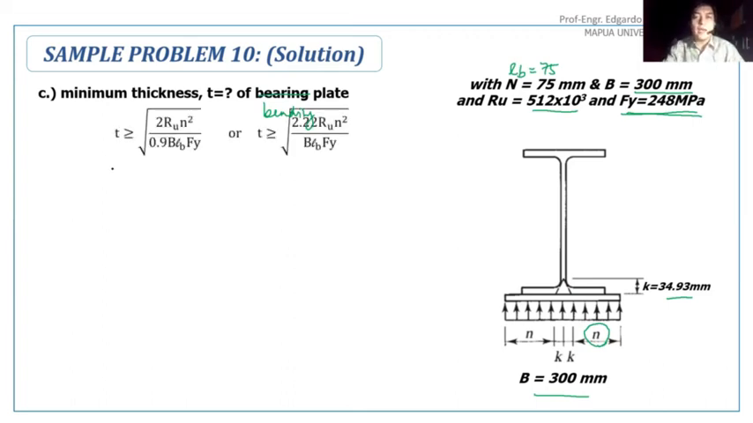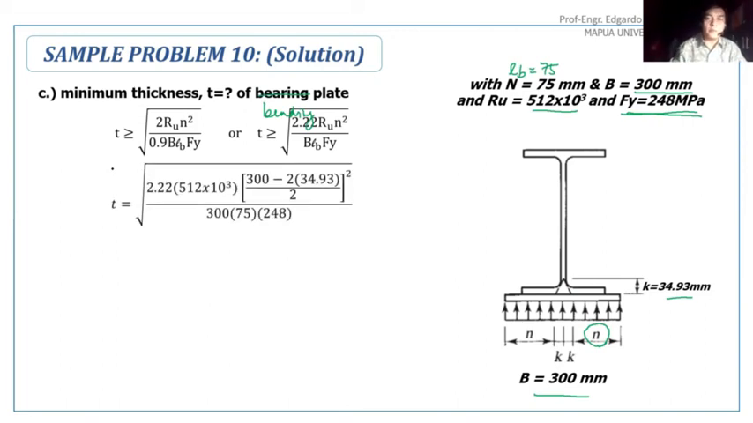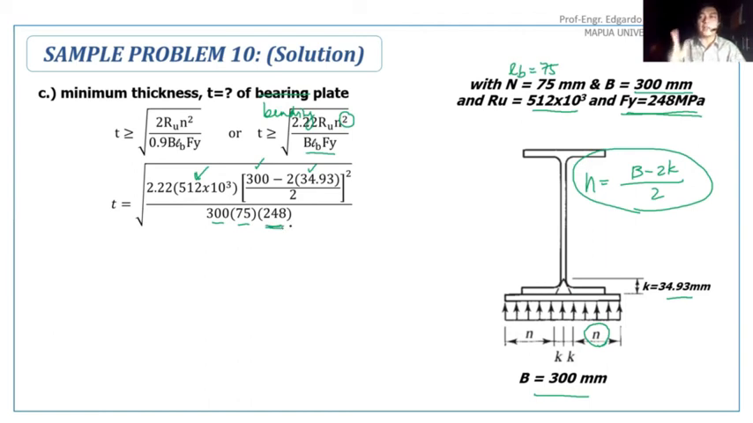Again, using the formula that we have modified, the thickness should be greater than or equal to 2.22 RU. This is the RU. Then the N, from this figure, N is just equal to B minus 2K over 2. So we have the B we solved earlier, minus 2K over 2, then squared, it is squared. Divided by B LB Fy. So B is 300, LB is the length, 75. And again, the Fy we will use here is the Fy of the beam bearing plate, which is 248. So direct substitution, solving for the thickness, we get 51.9. Rounded up to the next multiple of 5, we got 55.